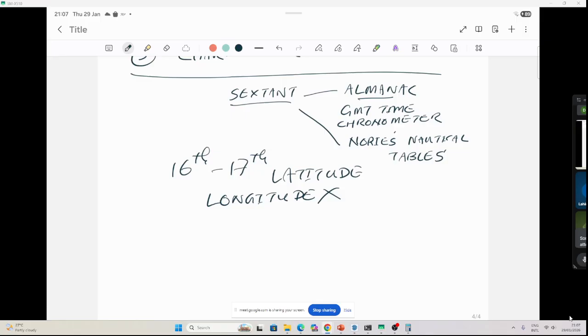So this was a serious issue in those days, finding the longitude. They could find the latitude, but they could not find the longitude.